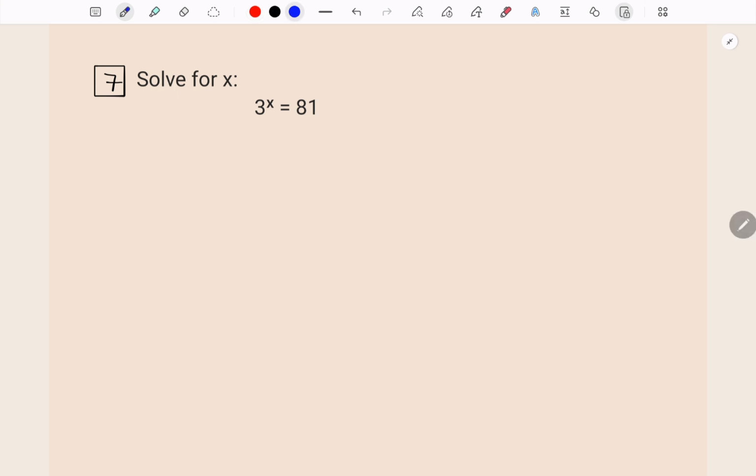So let's see how we can do that. We have 81, and we can see that 81 is actually 3 multiplied by 3 multiplied by 3 multiplied by 3. So that is actually 3 raised to the power of 4. So we are successful in our endeavor. We can write 81 as a power of 3.